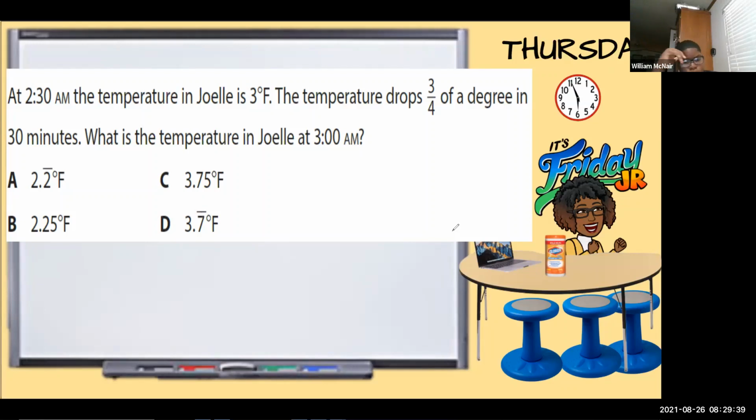All right, I'm gonna go ahead and read it. It says at 2:30 a.m. the temperature in Joel is 3 degrees Fahrenheit. The temperature drops 3/4 of a degree in 30 minutes. What is the temperature in Joel at 3 a.m.? Anyone want to talk to us?